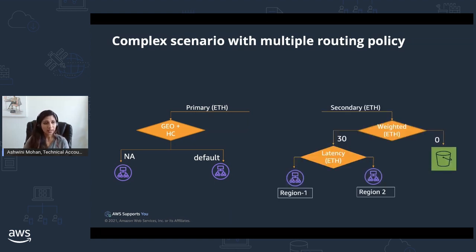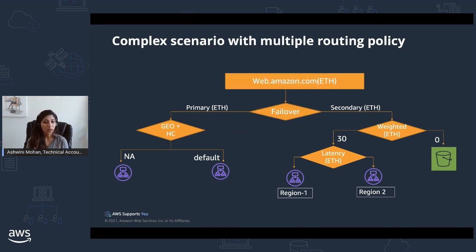On the other side, we have the secondary failover branch, where we have the latency routing policy with two regions, any regions based on your use case. On top of it, we have a weighted routing policy with weight 30 and weight 0. Weight 30 is pointing to your latency alias record set, and weight 0 is pointing to your S3 maintenance page.